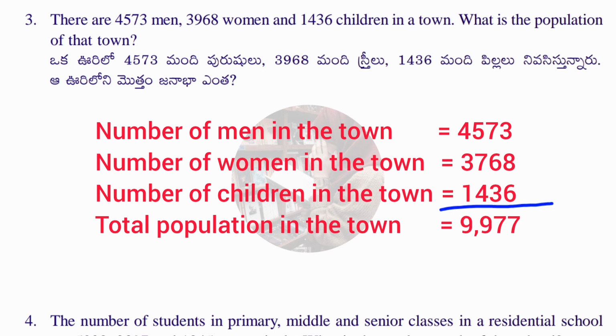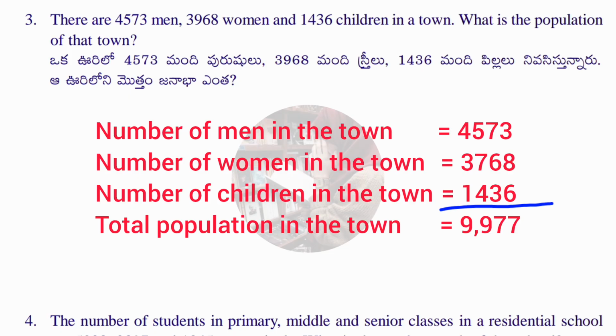Okay, that's the mistake. Child, singular, children, plural. Okay, understood? Now we'll see the total population of the town. So please be careful. Start with ones digits, then tens digits, then hundreds digits, then thousand digits. Then only you will get the answer as 9,977, which is the correct answer.